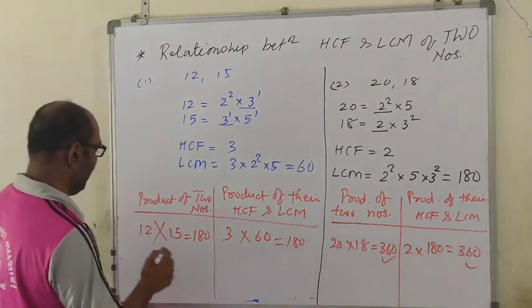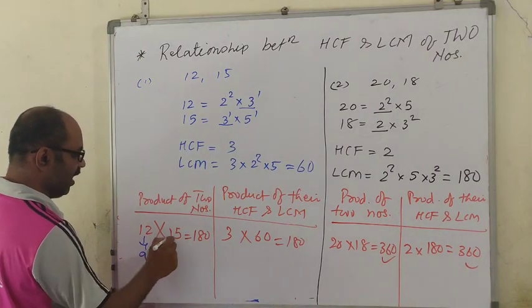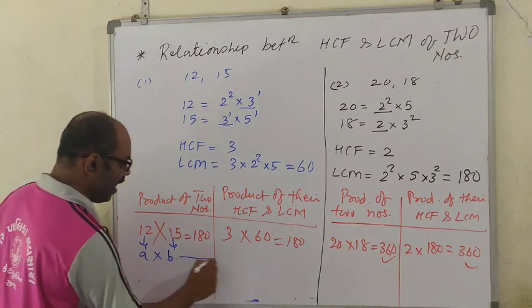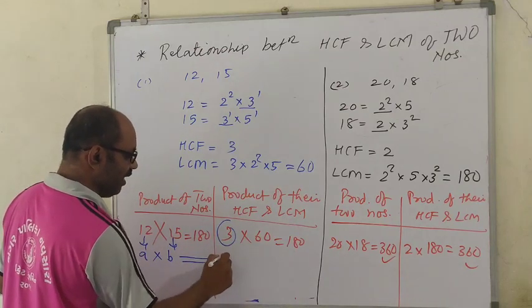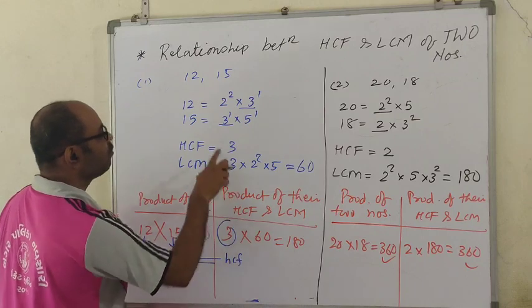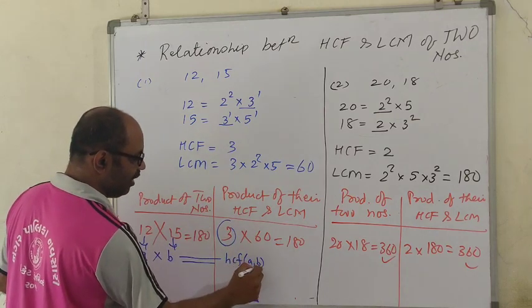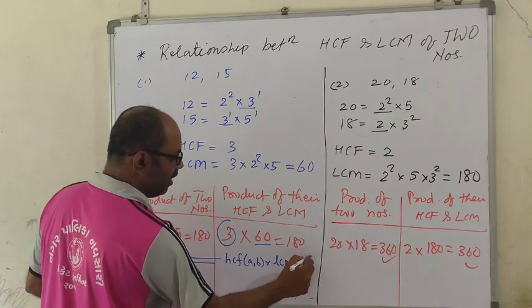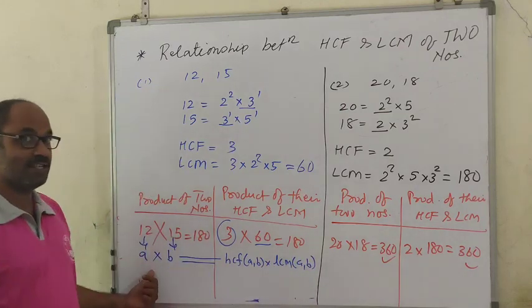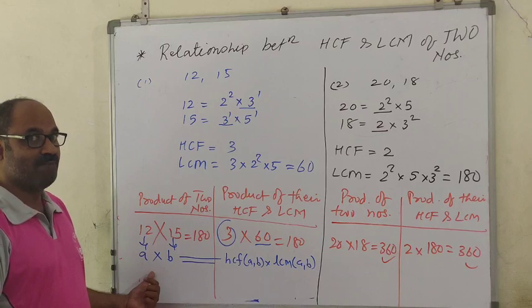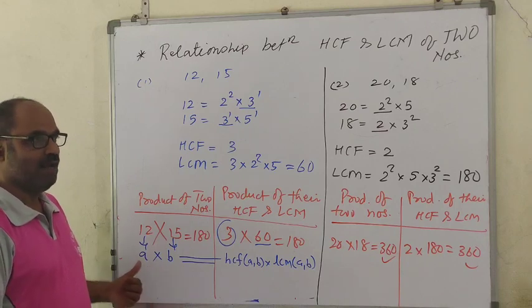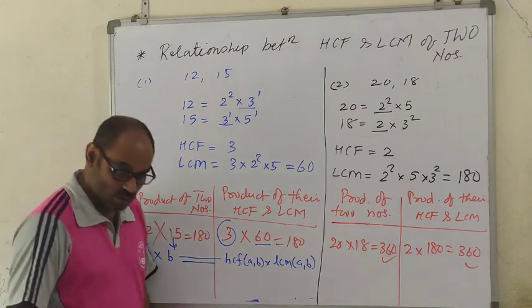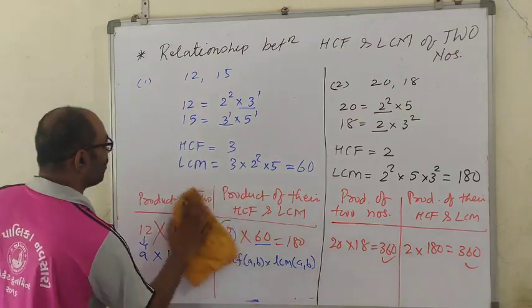Okay, if I say the first number is A and second number is B. The product is A into B. That is equal to, what is 3? HCF of those two numbers, A and B. And what is 60? LCM of A and B. So this is the relationship between two numbers, two positive integers A and B. A into B is equal to HCF of A, B into LCM of A, B. So I am writing that.